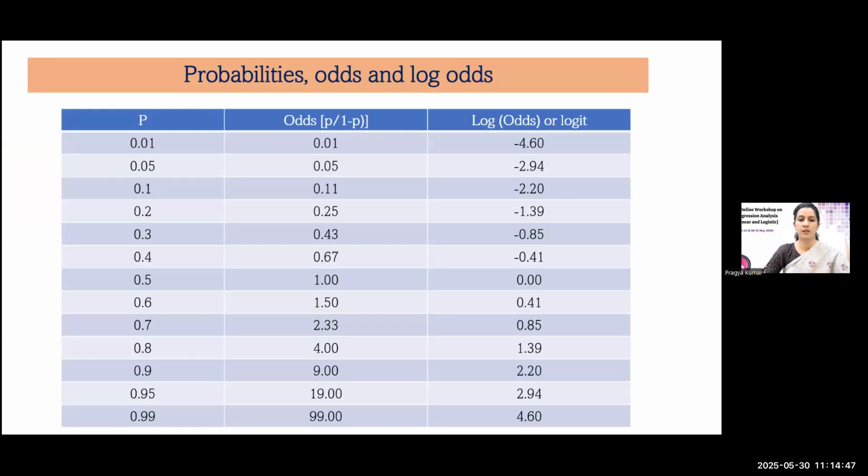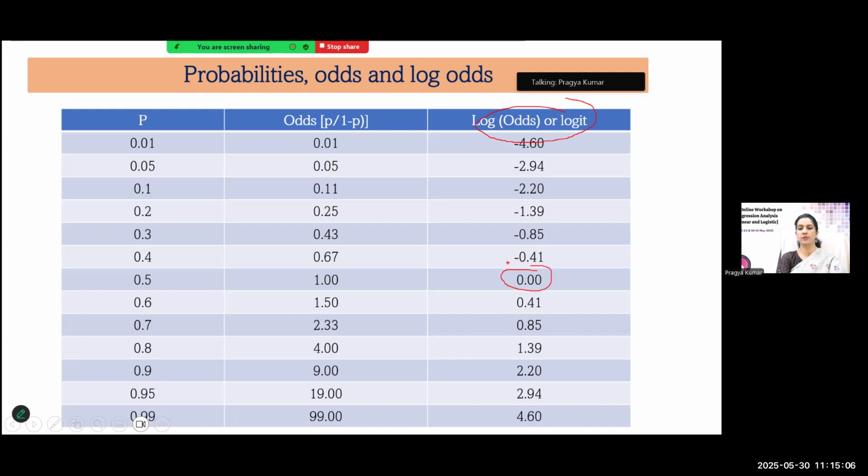So now, if you see, these are the values of probability, 0.01 till 0.99. These are the odds. Now, if I take the log odds, this is the log odds or the logit, you can see it is symmetrical around 0. So 0, then minus 0.41 and plus 0.41. Again, if you go here, minus 0.85 and again plus 0.85. So as the probability increases, 0.1, 0.2, 0.3, 0.4, 0.5 like this, it is symmetrical around 0. Here are all the negatives.